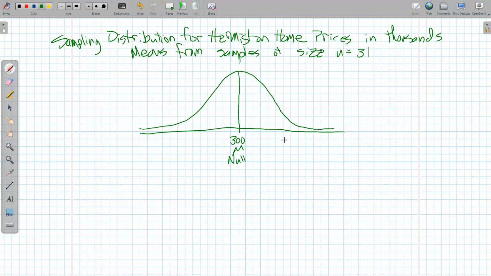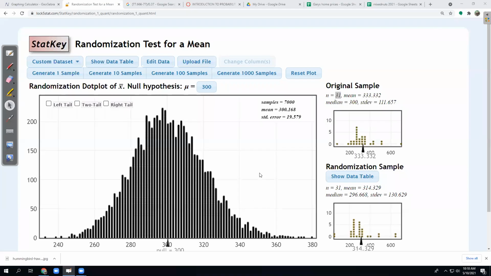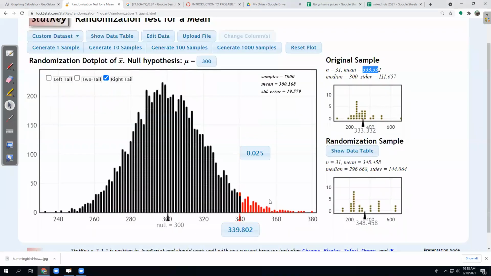Now, how far is it spread out? Got to go look at Stackkey for that, because I want to know where my 333,000 sample mean lies. So in order to answer the question, are the home prices significantly higher, after we generate thousands of samples based on the sample and the right null hypothesis here, then we choose which test we want. My alternative hypothesis was greater than, which means I want a right tail test. And then the next thing I need to do is move my Zoom screen out of the way and enter my sample data down at the bottom here.